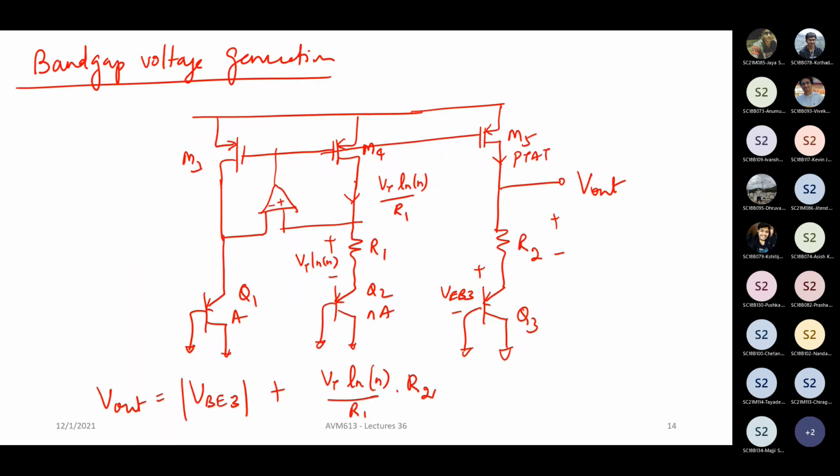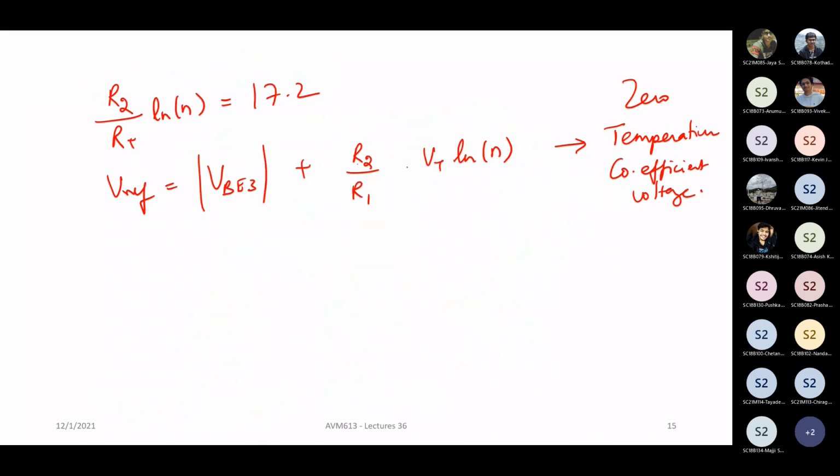Of course, in practice, what will happen is this M3, M4, and M5 need to be matched accurately. As long as you can do that, this becomes a band gap voltage. Now this band gap voltage is quite essential, because if you talk about ADC design or digital to analog converters, all of them work with one golden reference, right?